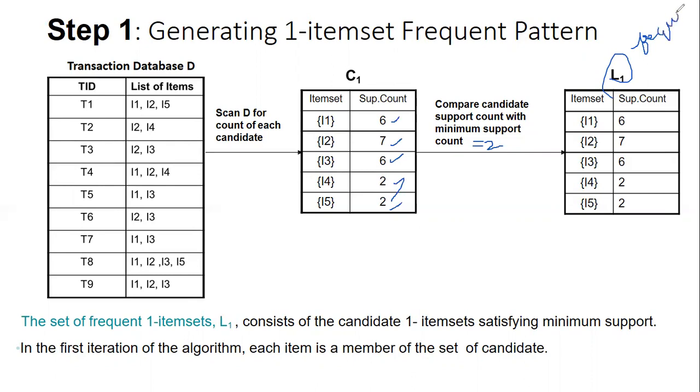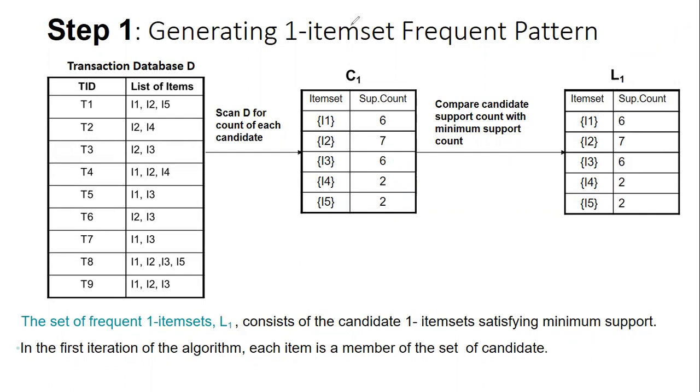Okay, frequent item set. So remember, C is candidate item set, L is frequent item set. When I say frequent item set, the support count should be greater than or equal to minimum support. In this example, the minimum support given is 2. Okay, hope it is clear for you.